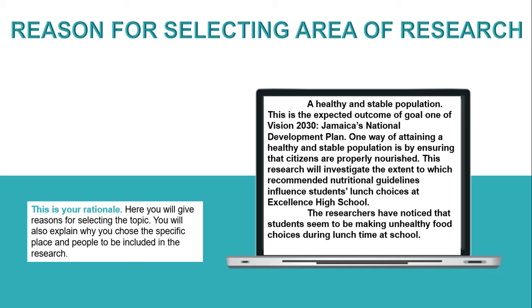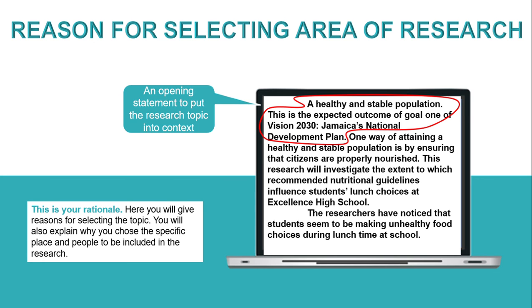A healthy and stable population. This is the expected outcome of Goal 1 of Vision 2030, Jamaica's National Development Plan. What's the importance of this? It is your opening statement to put your research into context. You move on from there.